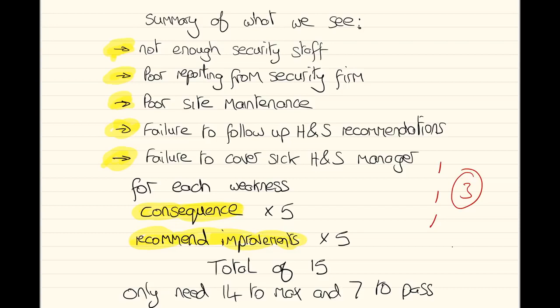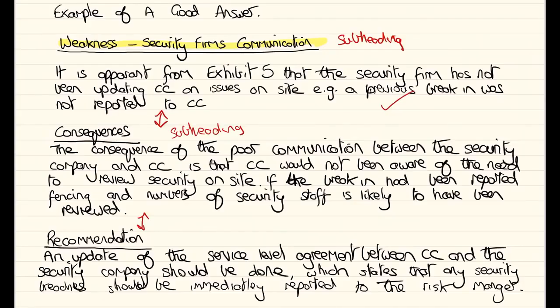In terms of how I would develop each of those weaknesses into a 3-mark worth answer, let's have a quick look at this. Here I've identified the weakness as a problem with security firms' communication. I've created a subheading. I've left some white space here, and then I've created another subheading which falls in line with the question requirements, which is consequence. I've talked about the consequence of having poor security firm communication. I've then again left some white space, and I've talked about a recommendation, which here is maybe to update the service level agreement. For that I'd get 3 marks. We need to get over 7 to pass. I think that is well within all our capabilities.